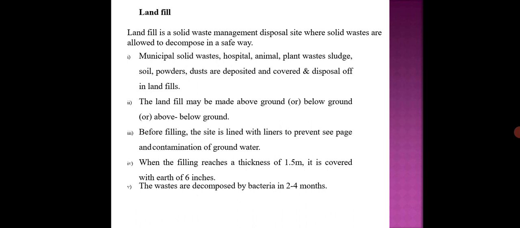Before filling, the site must be lined with liners, which help to prevent seepage and contamination of groundwater. When the filling reaches a thickness of 1.5 meters, it is covered with 6 inches of earth. These wastes are decomposed by bacteria in 2 to 4 months. By this landfill method, we can produce biogas via the decomposition process, which can be used for the generation of electricity.